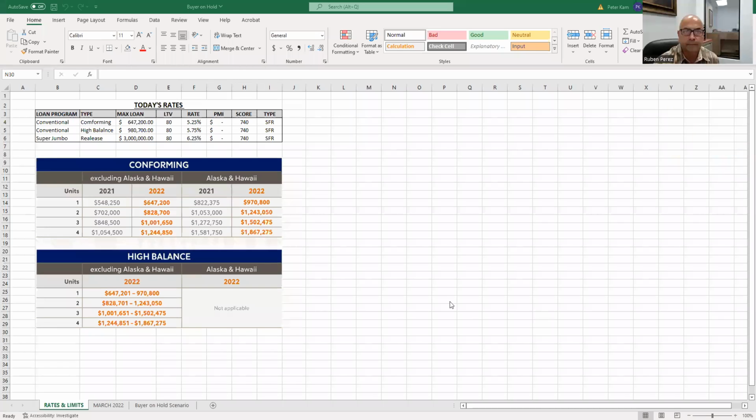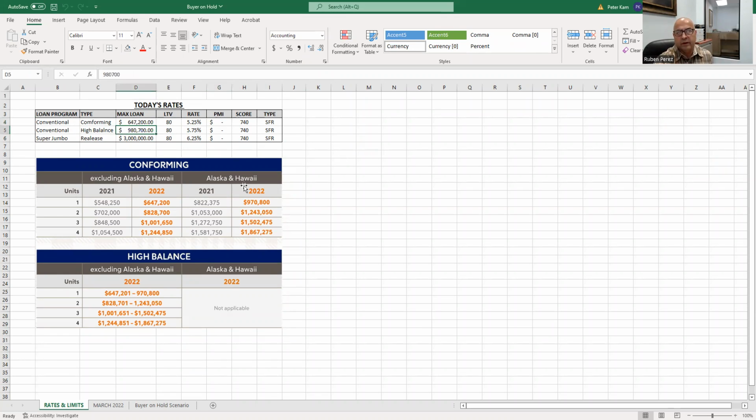How about now? Yeah. Okay, so I put together a little spreadsheet. I'm going to try to explain this as best as possible, going into the next pages. This is basically just today's rates. Right here, it's a conventional conforming loan, which the max loan amount is $647,200. The scenario on the next page is based off an 80% LTV, which would give you no PMI, and a 740 FICO score based on a single family residence.